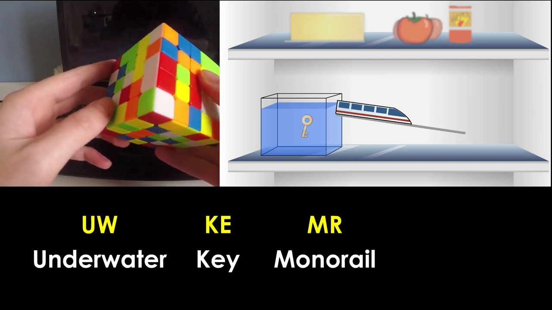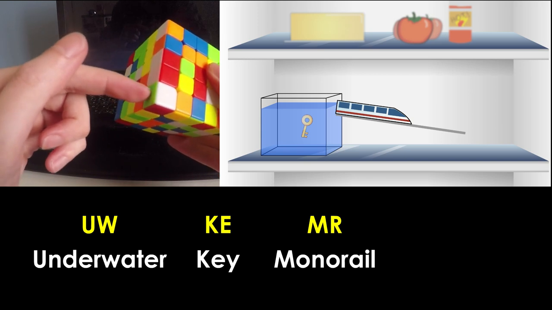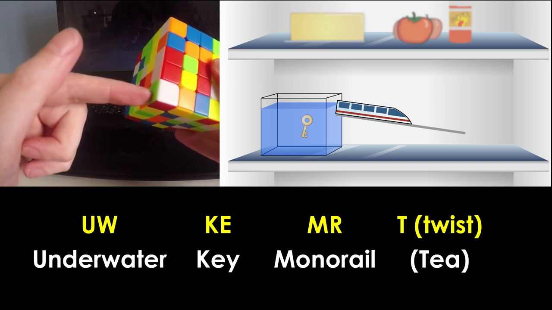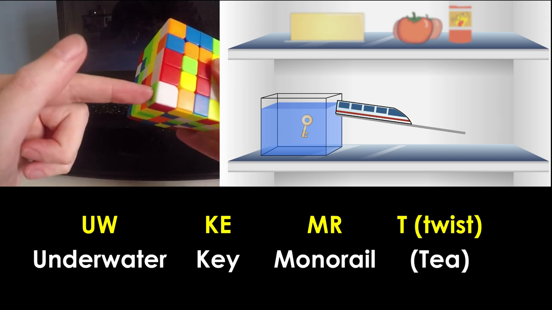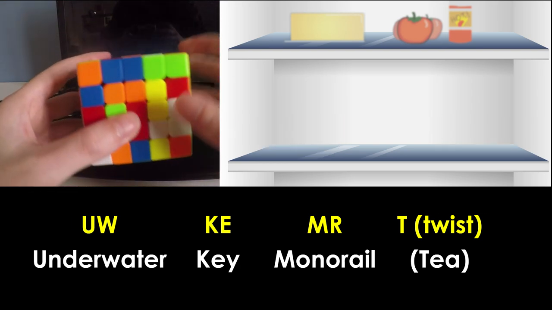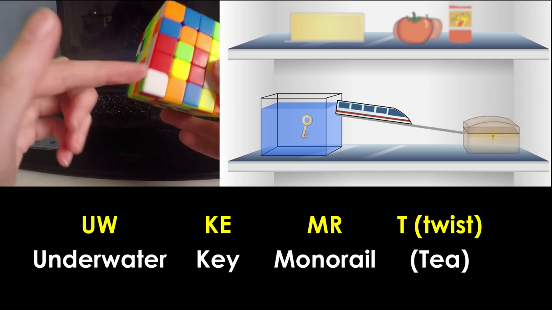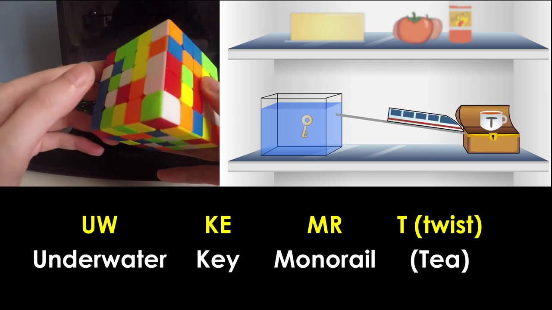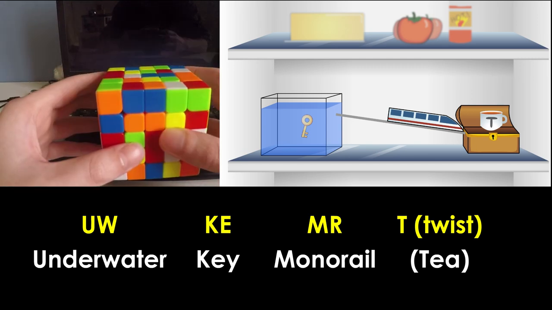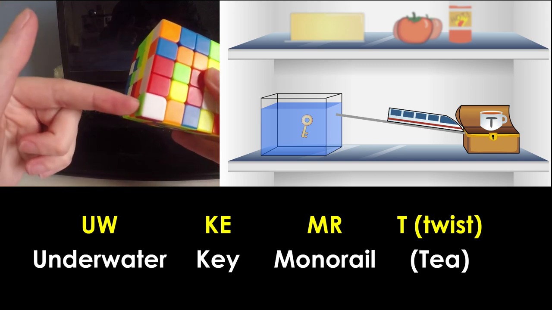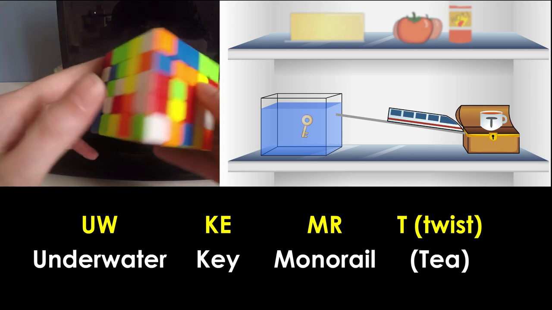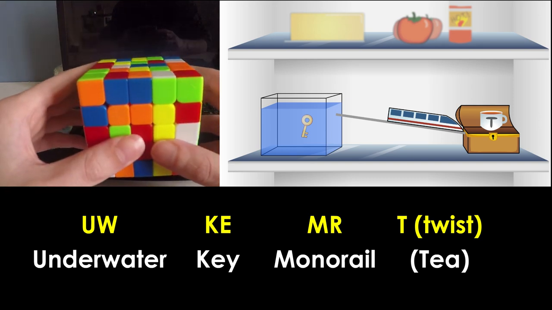And I memorize twists by taking the letter of the sticker that belongs on the U or D face, which in this case is T, and I make an image out of that letter and put it inside a sort of treasure chest. So going through the memo again, we have underwater, key, monorail, T twist. And my image for T is a cup of tea with the letter T written on the cup. And I only put the T there when it's the single letter T, because I also use a cup of tea for TE, which has kind of worked out for me so far. So it's fine, I think.